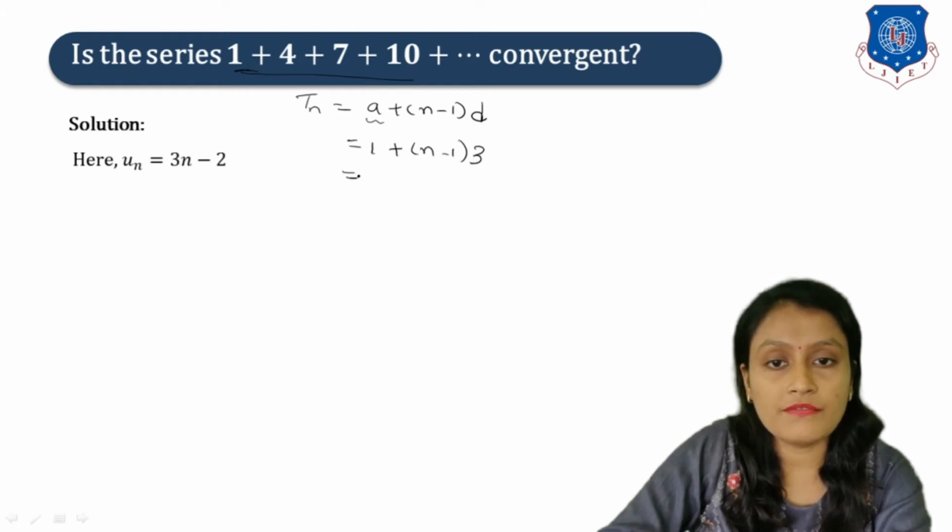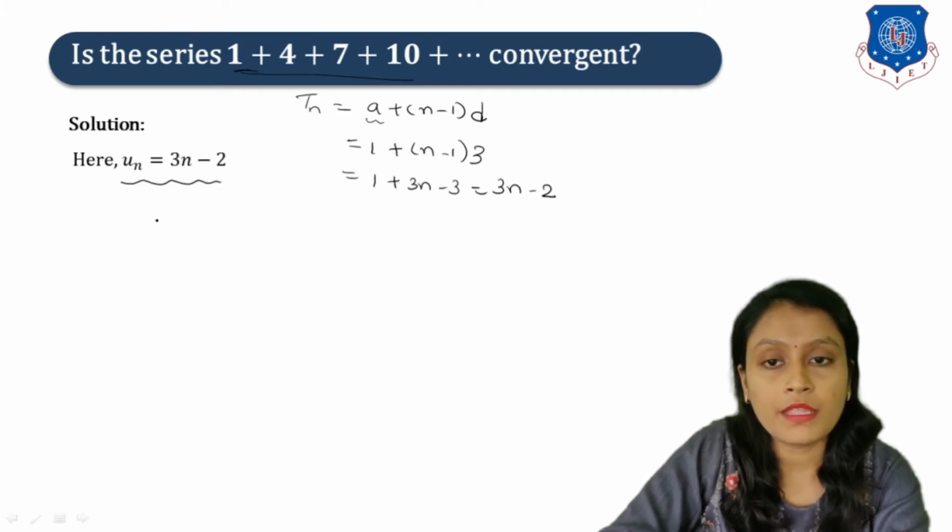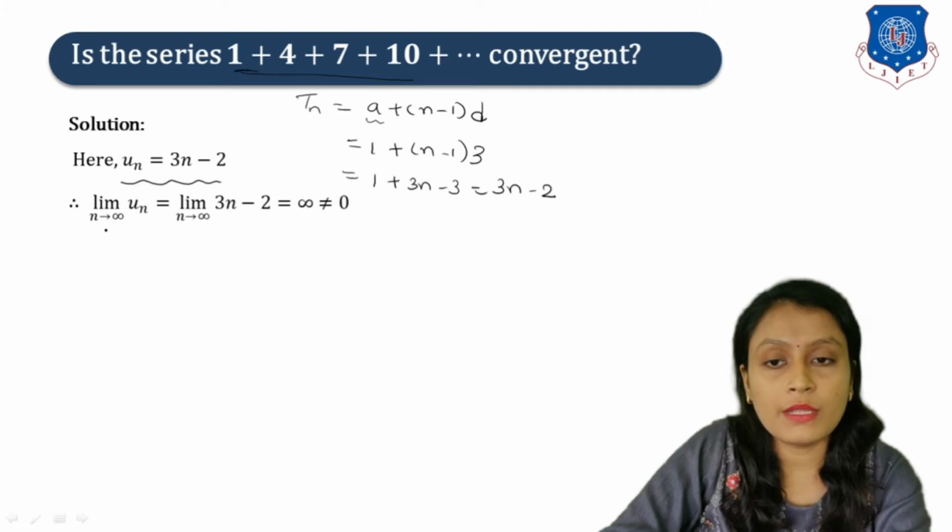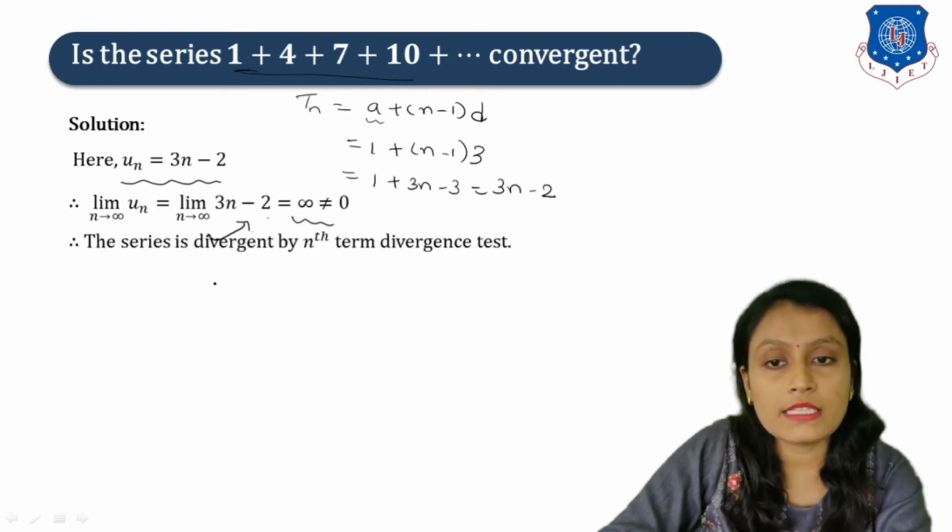Just simplify this. So you will get 1 plus 3n minus 3. On further simplification, 3n minus 2. So this is your un, that is the nth term. Now we will apply the limit. So the limit as n tends to infinity of un is equal to the limit as n tends to infinity of 3n minus 2. So when you apply infinity, you will get the answer infinity, which is not equal to 0, right? So we can say that the series is divergent by the nth term divergence test.